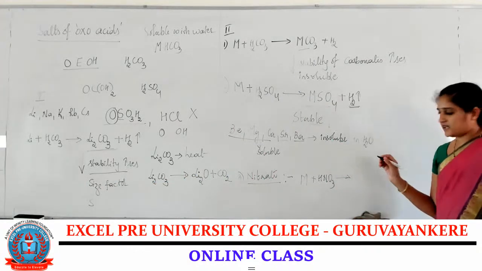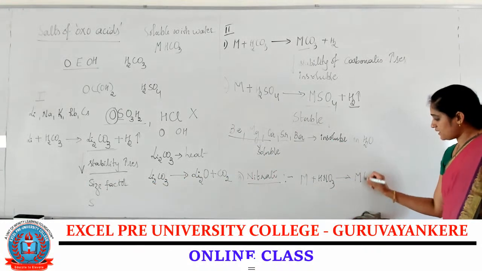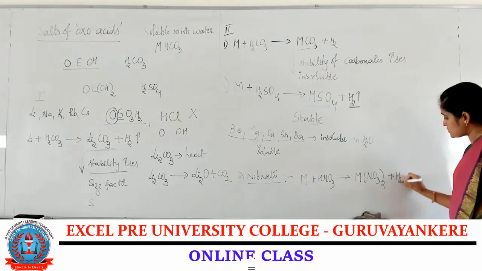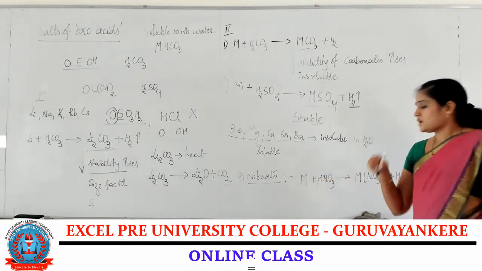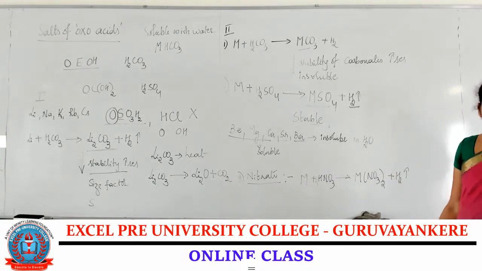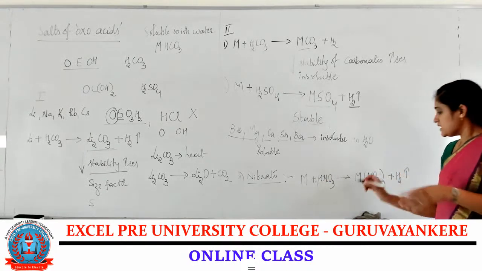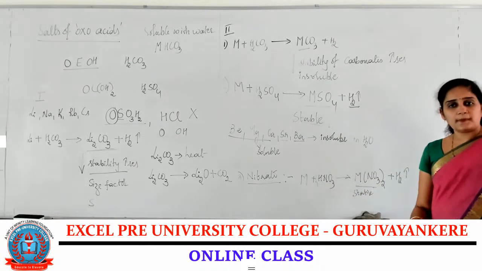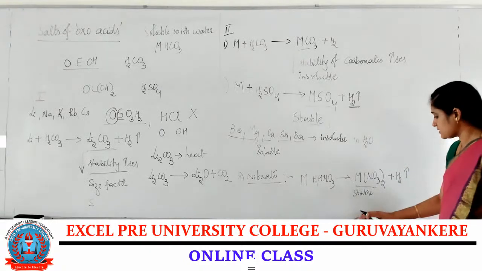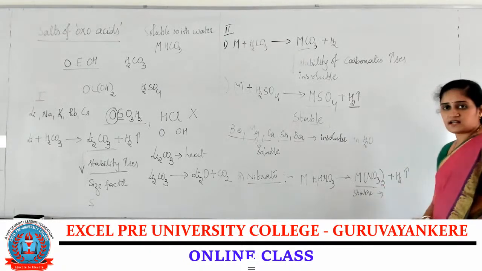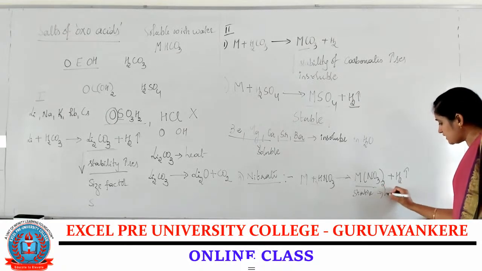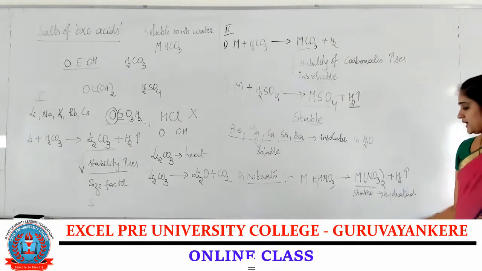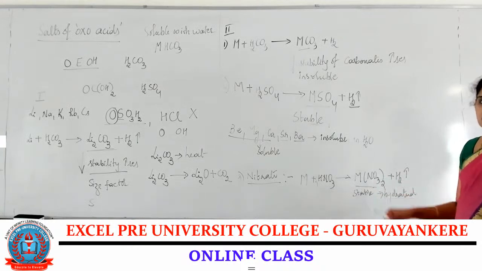All these metals react with nitric acid to form metal nitrate, M(NO3)2, plus hydrogen gas liberated. These metal nitrates are stable, and down the group the stability increases. These nitrates are present in a hydrated form, with 6 moles of water: M(NO3)2·6H2O will be present.